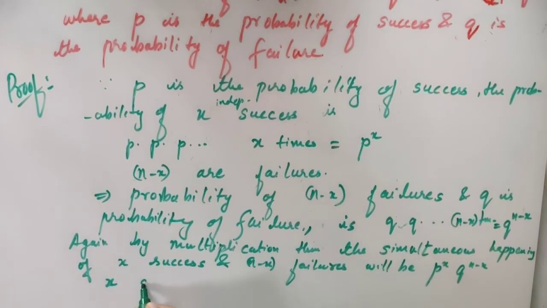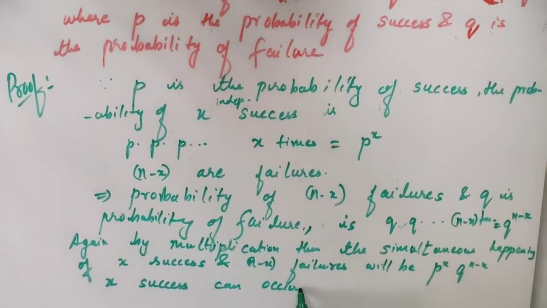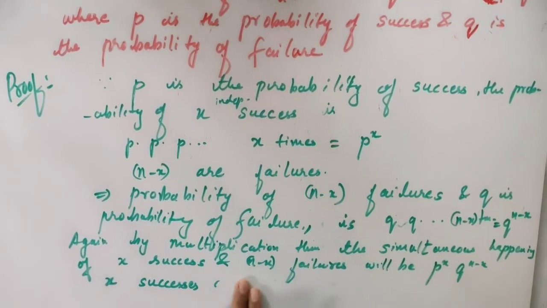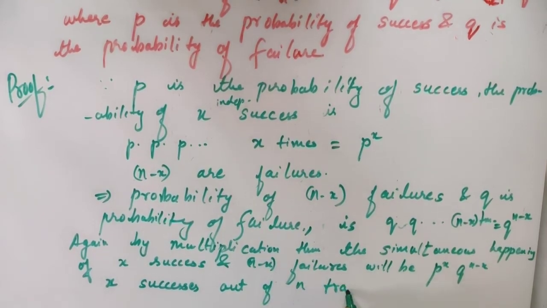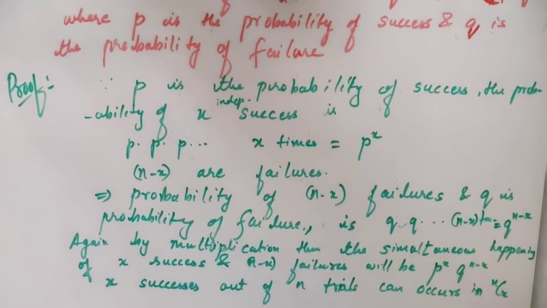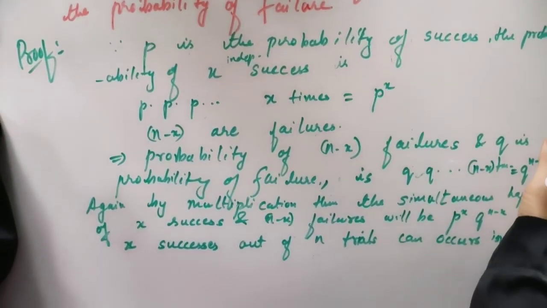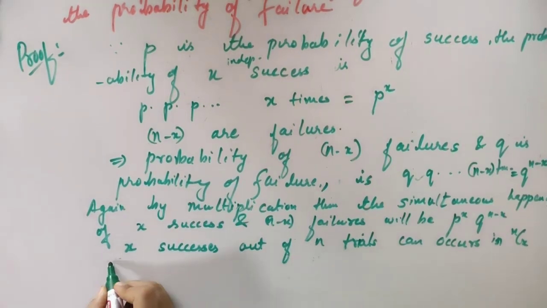x successes out of n trials can occur in nCx ways. I hope you know this. In how many ways can we get x successes out of n trials? Yes, nCx ways.